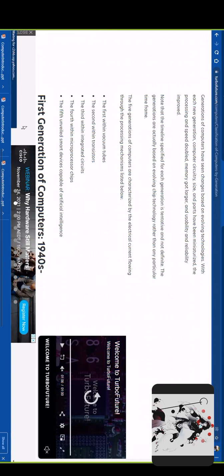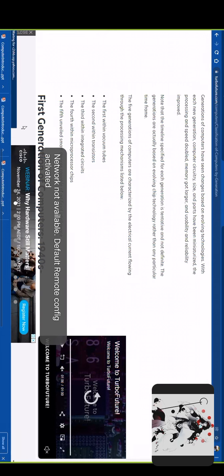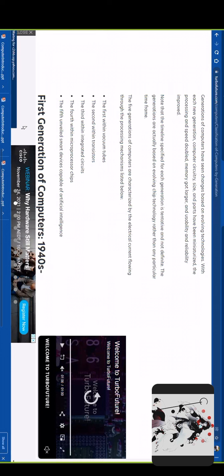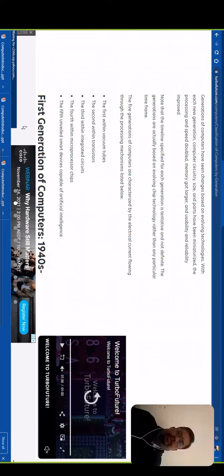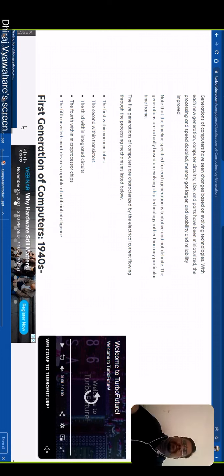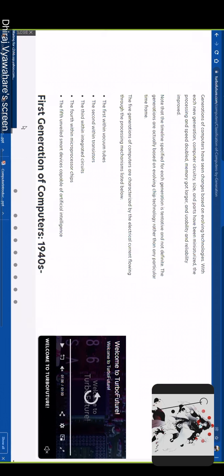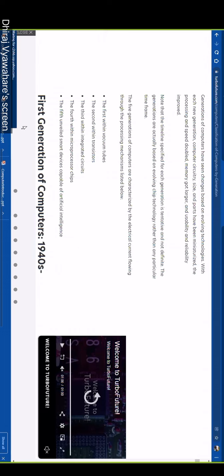I-core. Yes. I-core. AMD Ryzen. Yes. AMD Ryzen is there. I-core is there. Intel. Intel is there. Exactly.